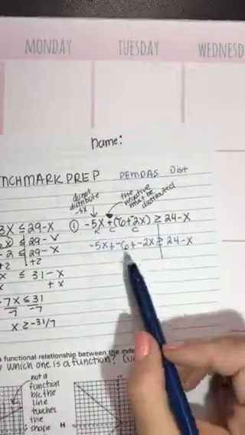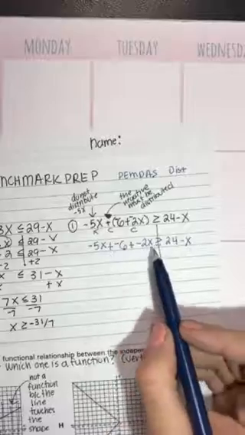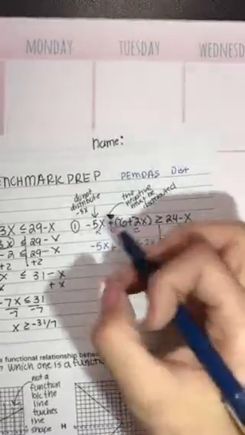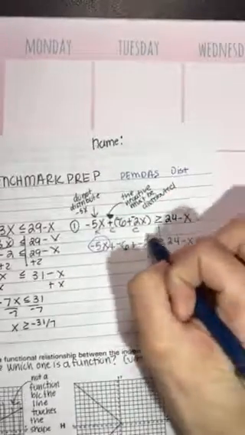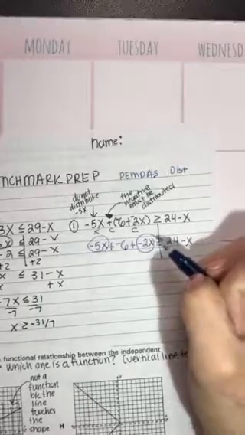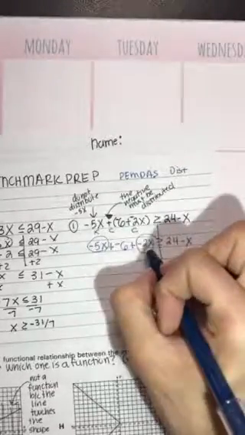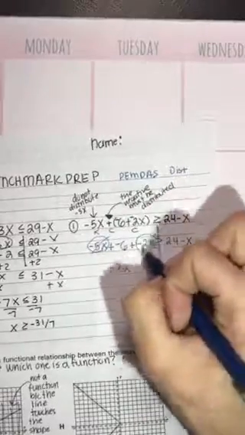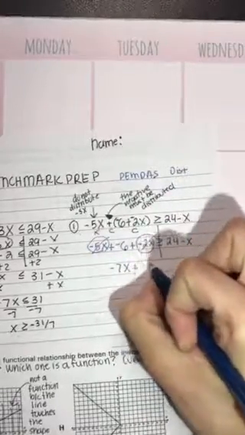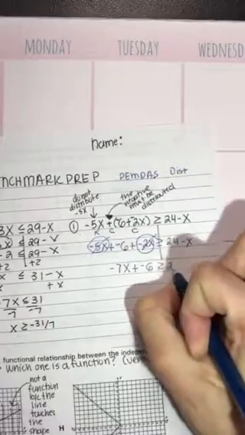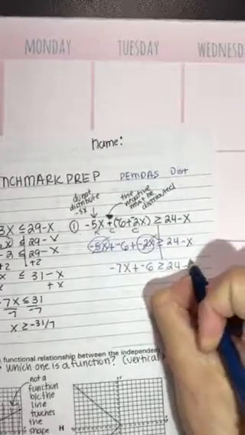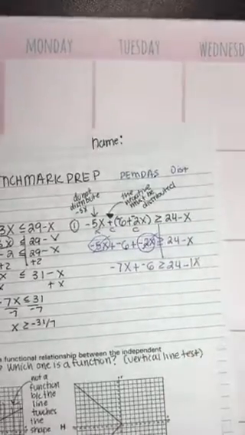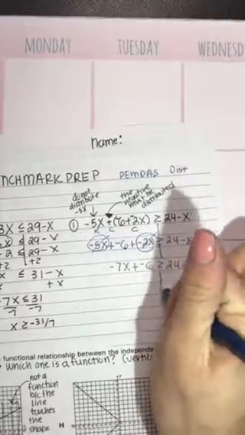Okay, now our goal is to get x's on one side, but we currently have two x's over here. We need to combine them. So we have negative 5x and negative 2x. If I were to type that in my calculator, negative 5 plus negative 2, we get negative 7x. So those are combined. Plus negative 6 is greater than or equal to 24 minus, I'm going to write 1x instead of just x. Okay, keep your river going.